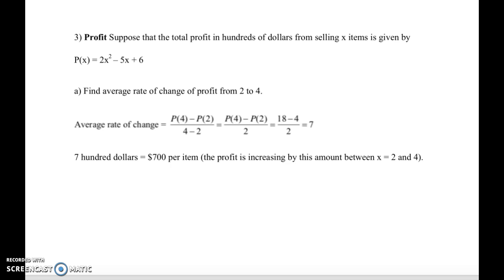So we're going to just find the average and see what's going on. We plug in 2, plug in 4, get those y values, and also subtract our x values, which is 4 minus 2. So we end up with 18 minus 4 divided by 2, which equals 7. Now remember, our x values are given in hundreds of dollars. Remember, we need to look at units, and so we're looking at $700 per item. And because it's positive, this profit is increasing between 2 and 4.